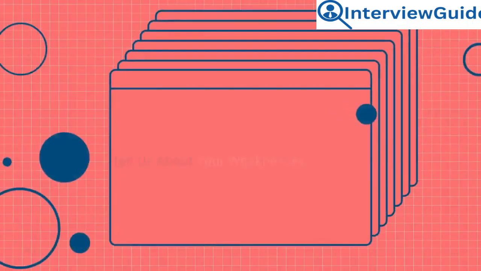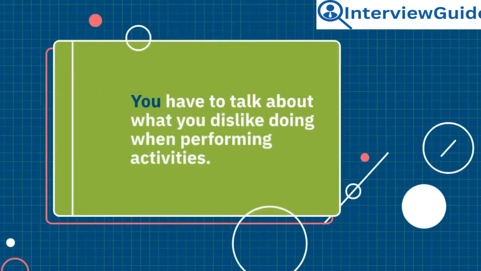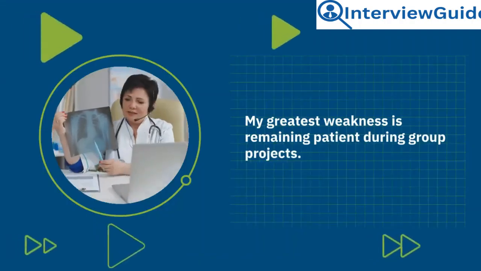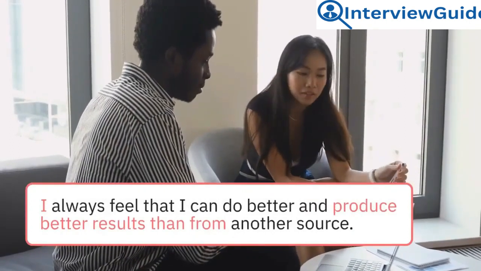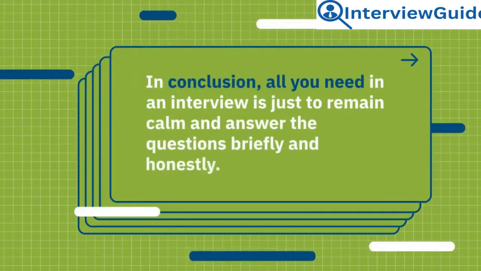20. Tell us about your weaknesses. Simply, the recruiter needs to know what it is that you are not good at. You have to talk about what you dislike doing when performing activities. Sample answer. My greatest weakness is remaining patient during group projects. I always feel that I can do better and produce better results than from another source. Being curious.